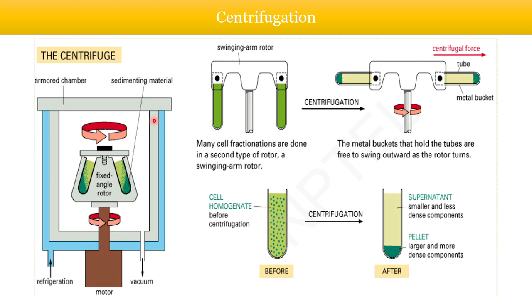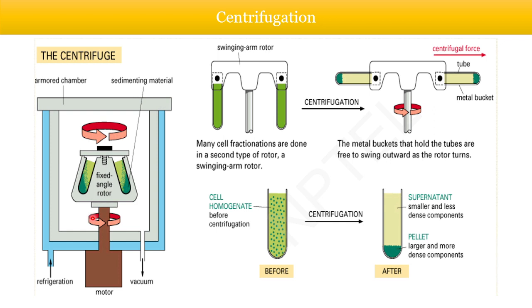Coming to a very important technique for protein isolation, that is the centrifuge or centrifugation. The centrifuge looks more like this. You have an armored chamber. This can be refrigerated or non-refrigerated. If it is refrigerated, you can use it at different temperatures varying from 4 degrees to 25 degrees centigrade, or at room temperature. Then you put your sample over here, and this is the sedimenting material. It spins very high. This is a fixed angle rotor, where the rotor is fixed at a particular angle and it moves.